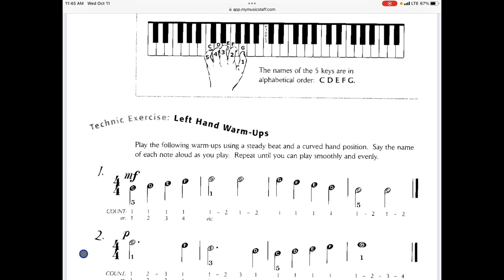Now we are going to work on number 2. This is where our fingers are still in the same position as we did in exercise 1, but we are now going to be starting with our first finger. So it's going to be 1, 2, 3, 4, 5, 4, 3, 2, 1.